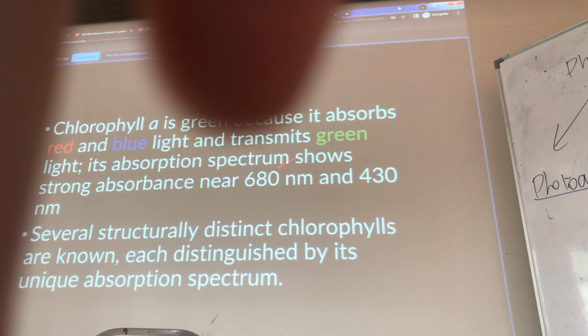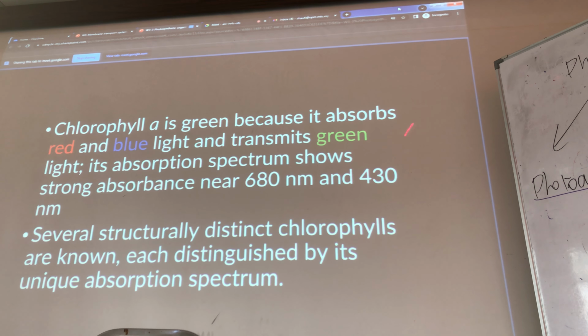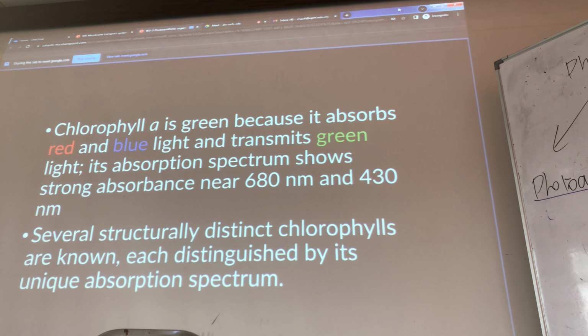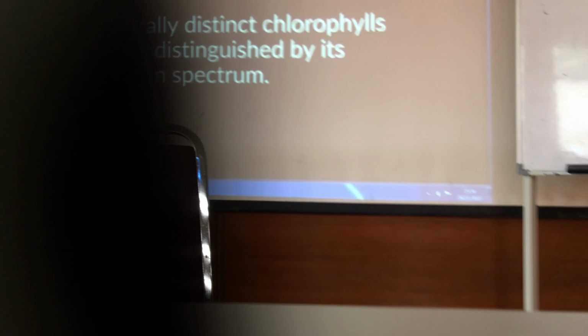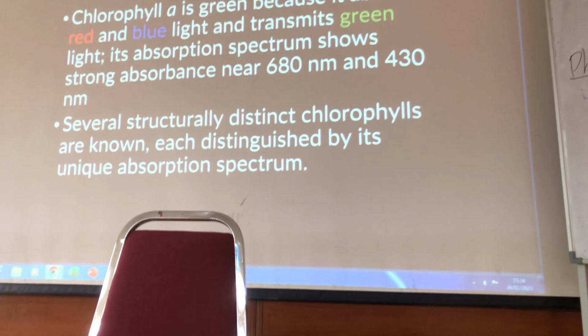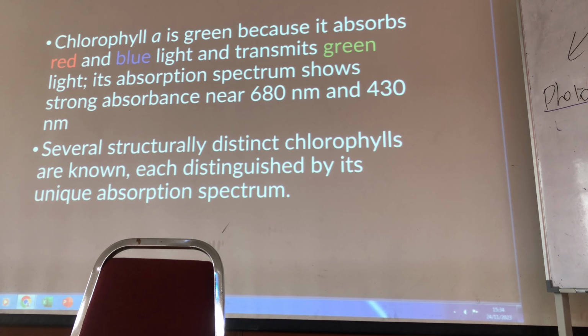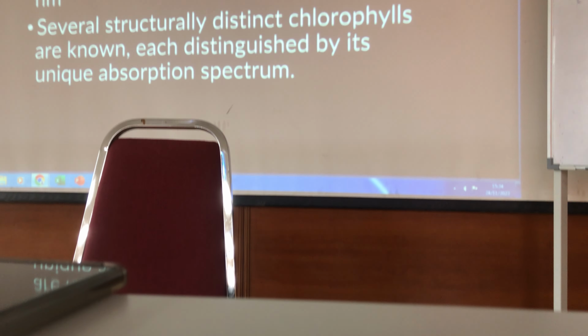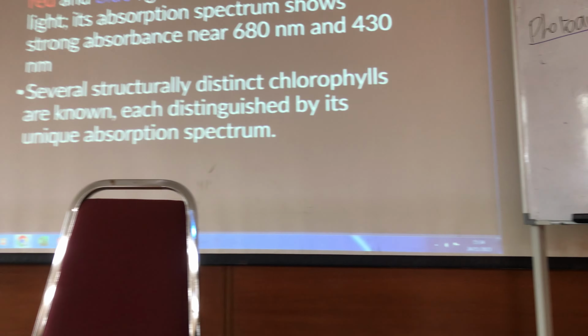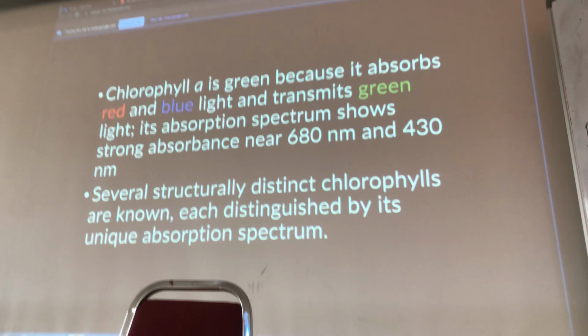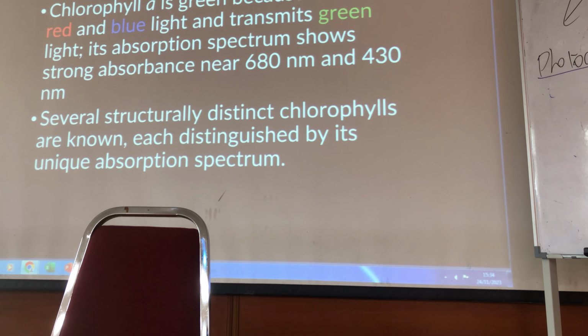These are the wavelengths that chlorophyll absorbs. Please remember that's why photosynthetic bacteria and even plants have accessory pigments to absorb other wavelengths of light, because chlorophyll can only capture red and blue light. They need other accessory pigments to help them maximize the absorption of other light.